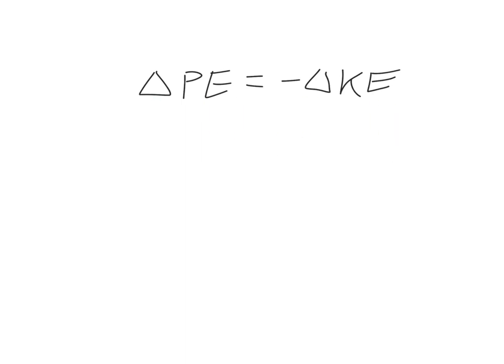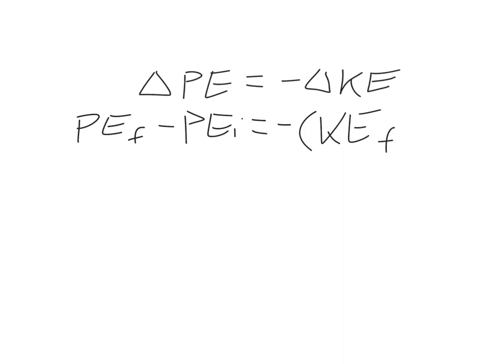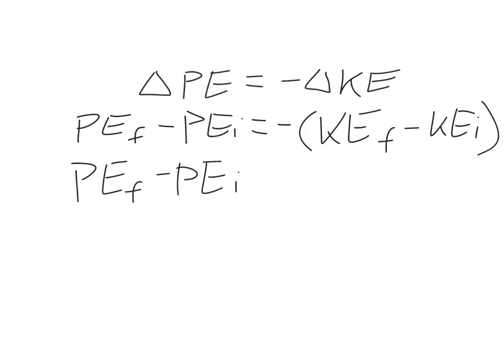What are we really looking at here? Well, delta is change, which is final minus initial. So if I expand this out, final potential minus initial potential is equal to the opposite of the change in kinetic energy. So let's expand that out too: KE final minus KE initial. Let's carry the negative sign through. So PE final minus PE initial is equal to negative KE final. And then I've got negative times a negative, so that becomes a positive: plus KE initial.